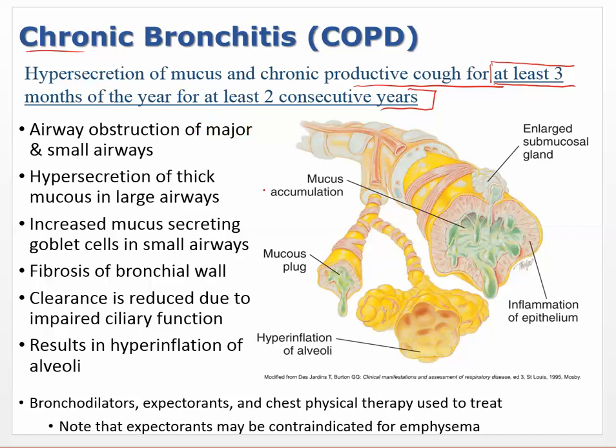Hypersecretion of thick mucus in the large airways, increased mucus-secreting goblet cells in the small airways, so there's just a lot of mucus, which is going to lead to that productive cough. Fibrosis of the bronchial wall can happen. Clearance is often reduced due to impaired ciliary function, probably from smoking or some kind of metaplasia that's reducing ciliary function. So not only are you producing more mucus, but it's harder to get that mucus up, and that's going to result in hyperinflation of alveoli, so you can't get the air out.